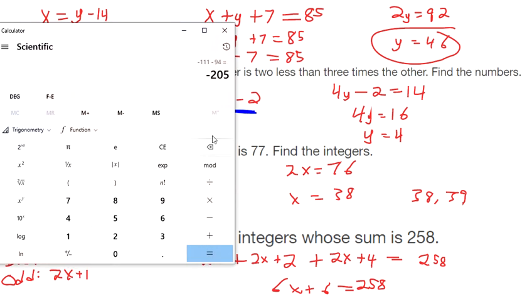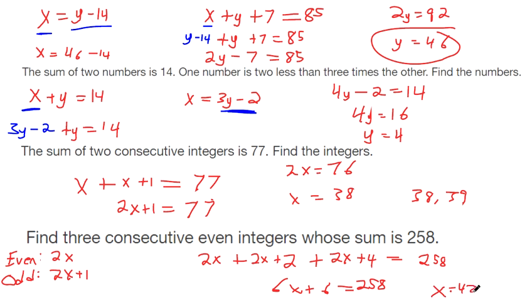So I'll solve this real quick, but if you've been going along with the book, that's x equals 42. So that doesn't tell you what the even number is. You've got to plug that back in for x here. 2 times 42 makes 84. That's our first even number. 86 is the next one, and 88 is the last one.